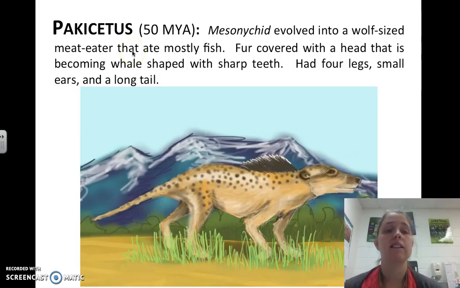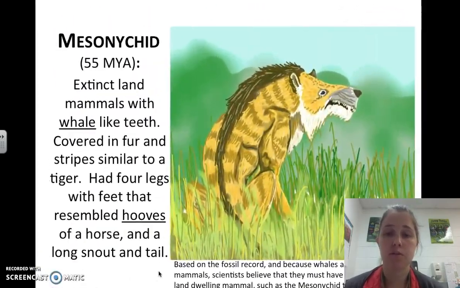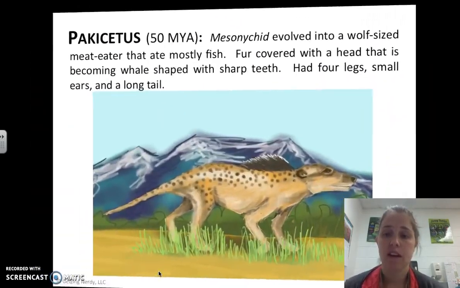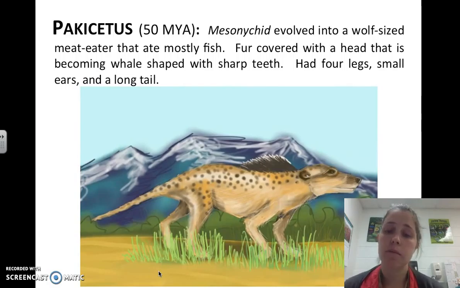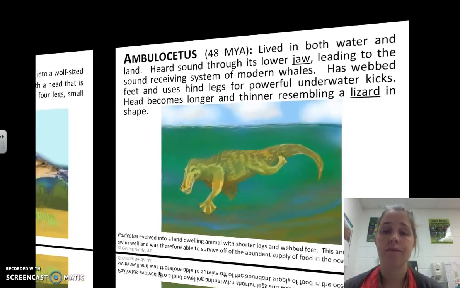Okay, the Pakicetus. Okay, the Mesonychid evolved into a wolf-sized meat eater that ate mostly fish. It was still fur-covered, with a head that is becoming more of a whale-like shape with sharp teeth. It had 4 legs, small ears, and a long tail. So this looked more like a tiger, and now this is starting to look a little bit more like a whale on land.